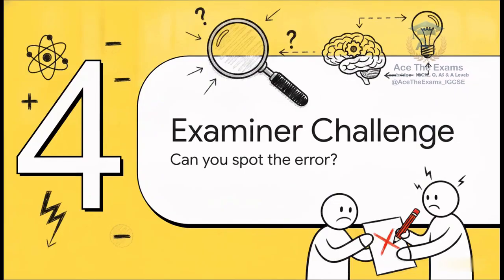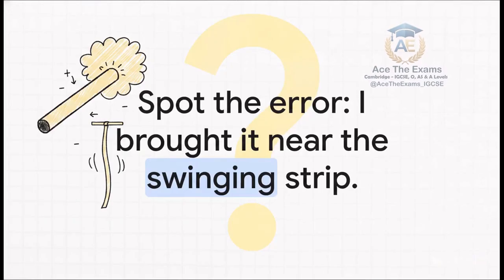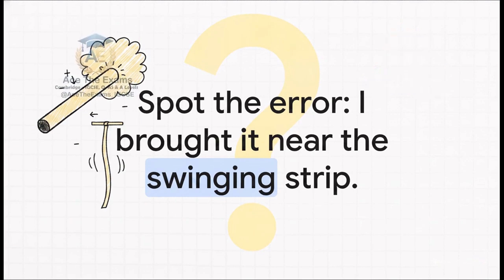All right, time for an interactive examiner challenge. Can you spot the error? Let's test your active recall. Take a look at the sentence on your screen. This is a real, typical student answer describing the practical experiment. "I rubbed the plastic and brought it near the swinging strip." I want you to spot the methodological error in this sentence. Think back to that critical experimental tip we discussed just a few moments ago. What exactly did this student do wrong?